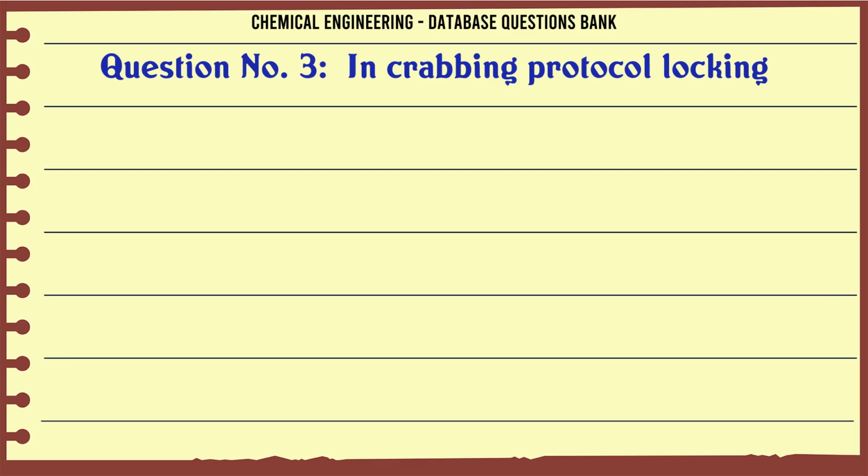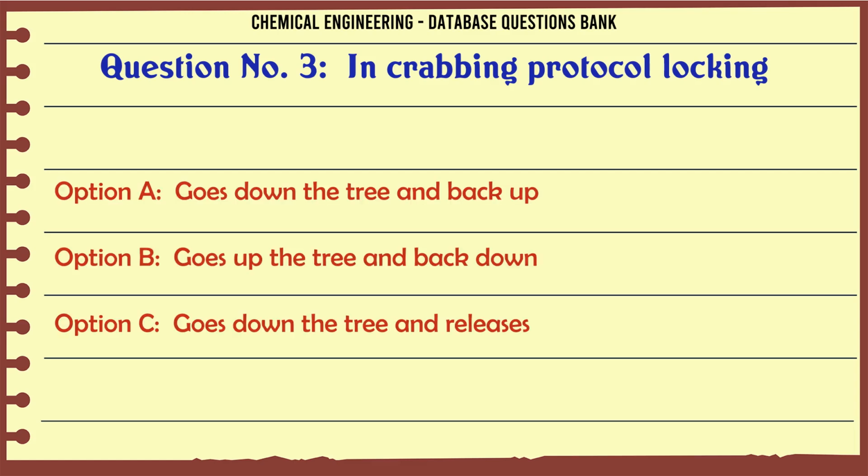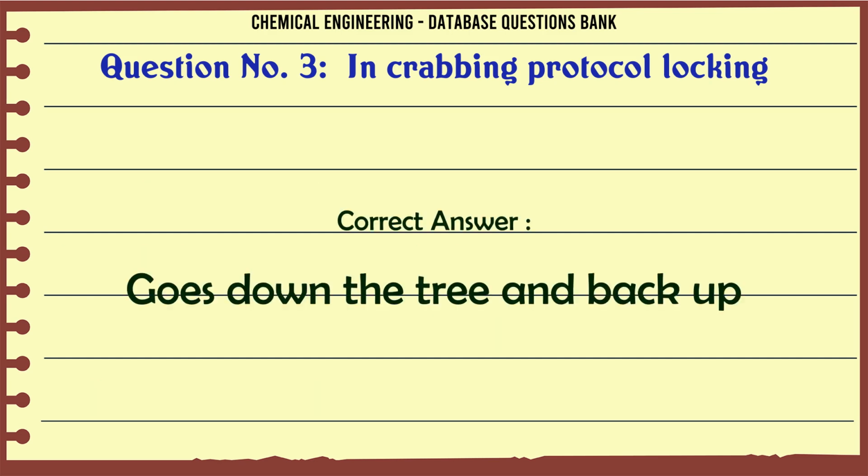In crabbing protocol locking, A, goes down the tree and back up. B, goes up the tree and back down. C, goes down the tree and releases. D, goes up the tree and releases. The correct answer is goes down the tree and back up.